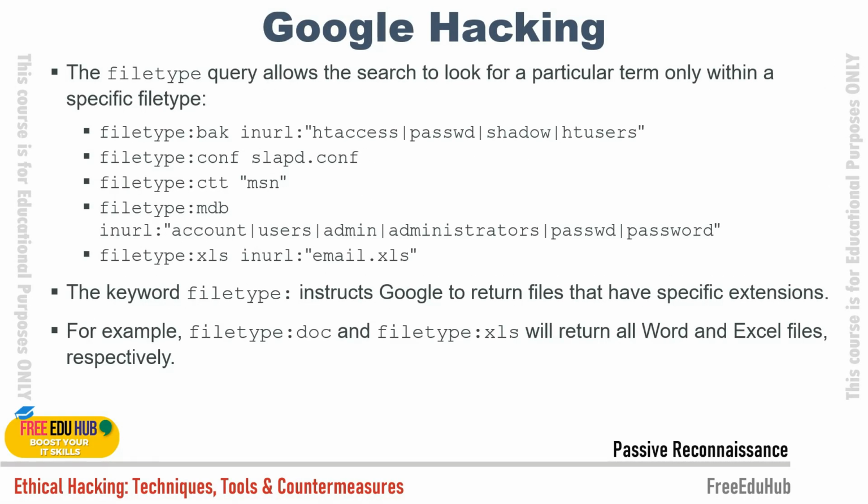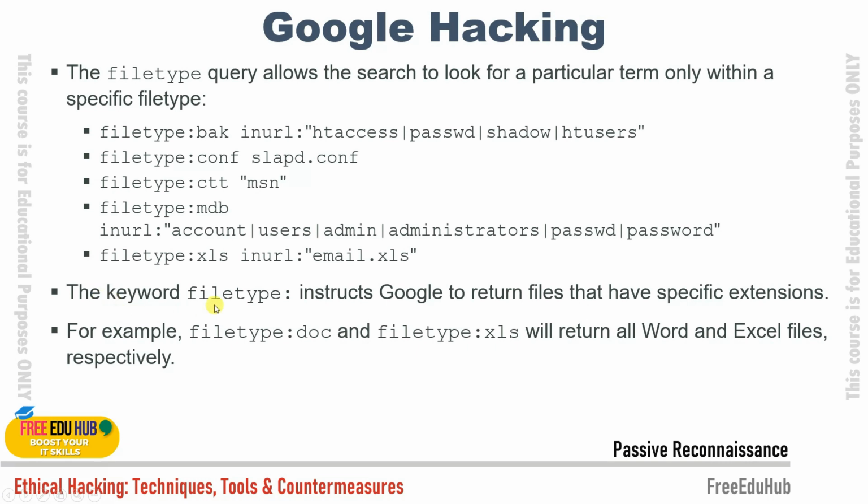Now, if you want to find a specific file type, the query allows them to search and look for a particular term only in a specific file type. For example, inurl could be htaccess, password, shadow, htuser. So it's checking on the user accounts, their access and the user details. Then again, filetype, if they are looking for a specific file type, or MSN details, or things related to MDB databases, or the account user, admin, administrators and their passwords, any email, Excel sheets that they have.